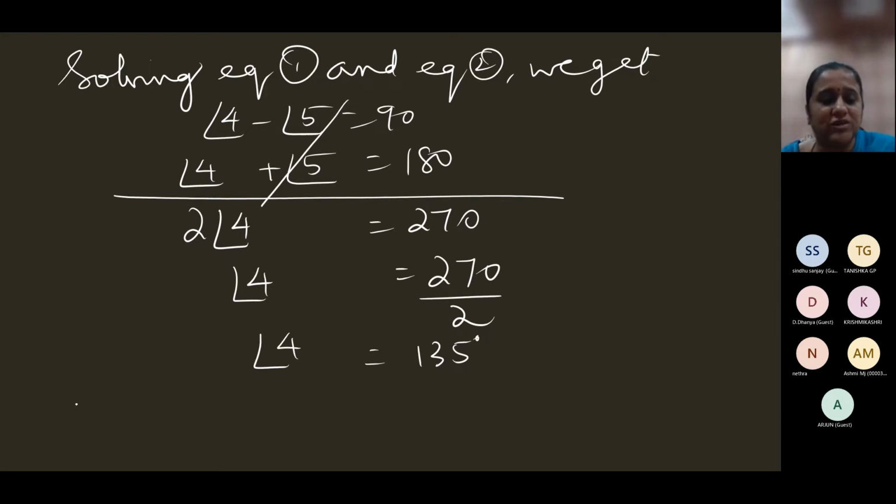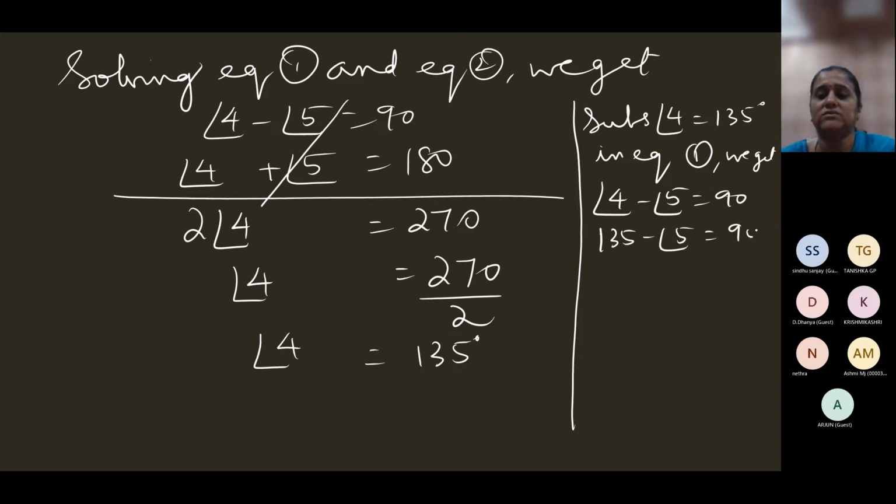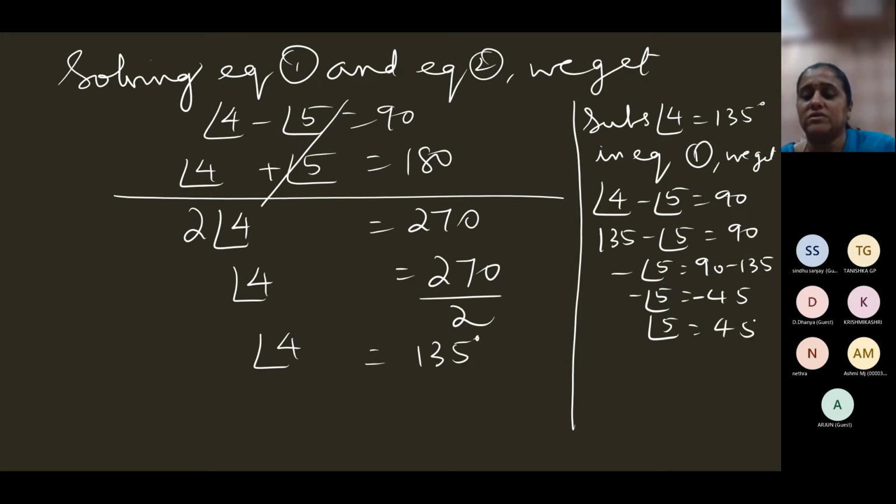Now substituting angle 4 equal to 135 degrees in equation 1, we get angle 4 minus angle 5 is equal to 90. So 135 minus angle 5 is equal to 90. Minus angle 5 is equal to 90 minus 135, which is minus 45, sorry. So angle 5 is equal to 45 degrees.